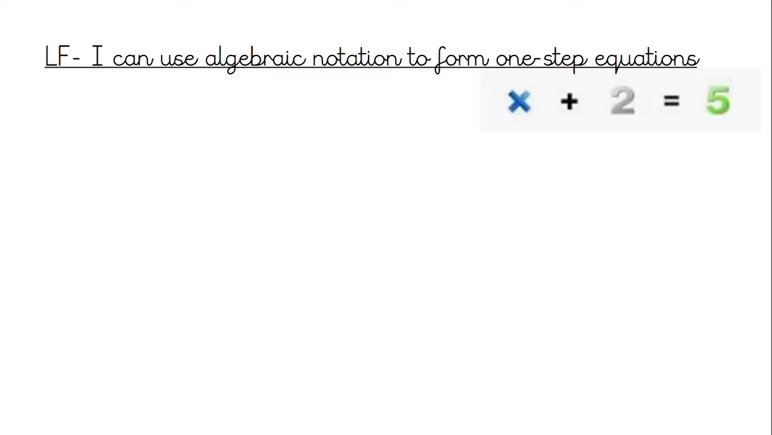Okay, question 1. So our learning focus, as I said, is using algebraic notation, and today we're going to be creating our own equations. You might find some of this tricky today, so please don't be afraid to pause it, think about it as much as you like, and then maybe go back and review it and listen to it again if you need a little bit more clarification.